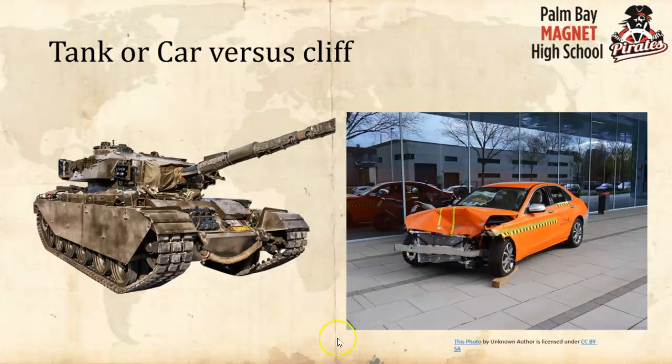Which one would you rather be in? The tank that doesn't bend or buckle at all, and obviously the cliff doesn't move, or the car that does bend or buckle, and obviously the cliff doesn't move? Which one would you rather be an occupant in? Because I know which one I would rather be an occupant in, and we'll talk about that on Thursday. So I'm going to ask you to answer that question as an exit slip question.